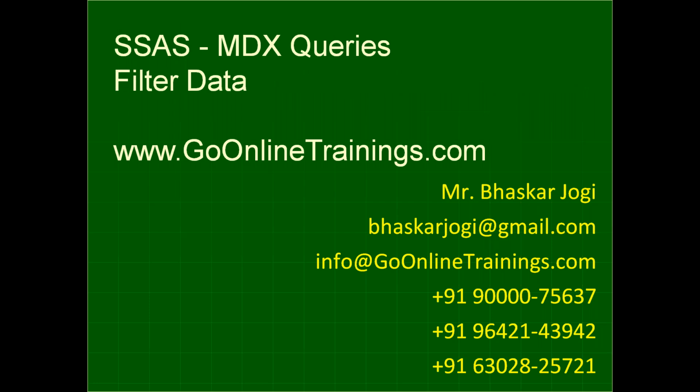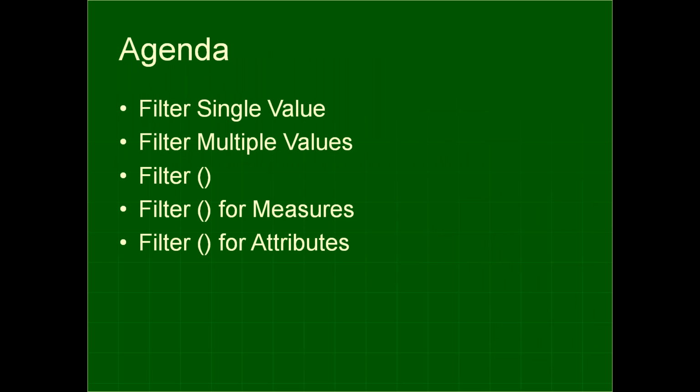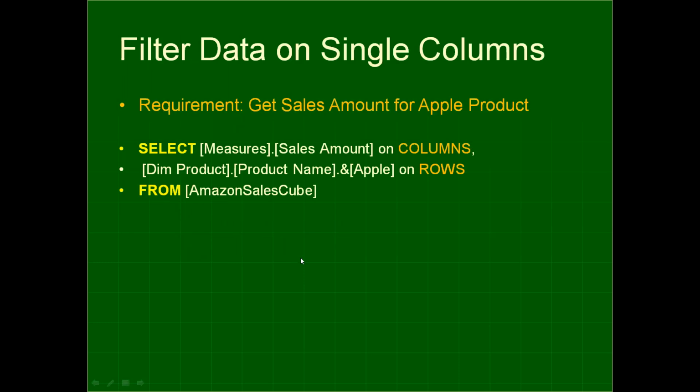So we had seen how to apply filtering conditions, right? So we knew how to use the where clause, and without the where clause, how to apply and filter the data. We had all seen that. Now today we're going to be understanding filter single value, filter multiple values, apply filter function, apply filter for measures, apply filter for attributes. Clear? So this is what we're going to be understanding.